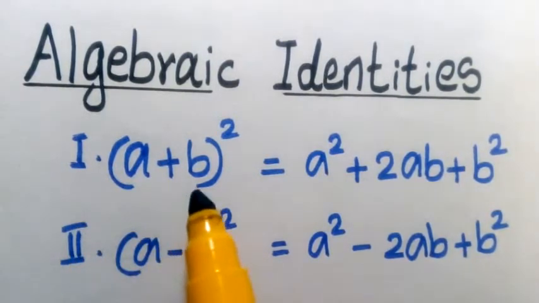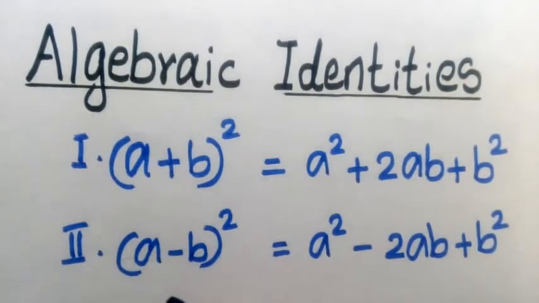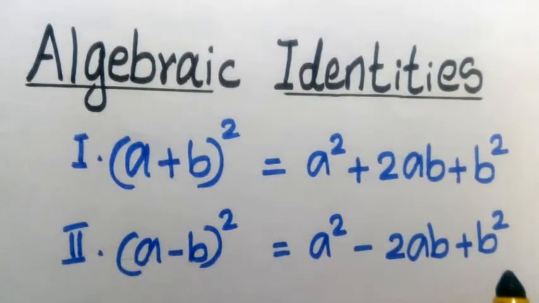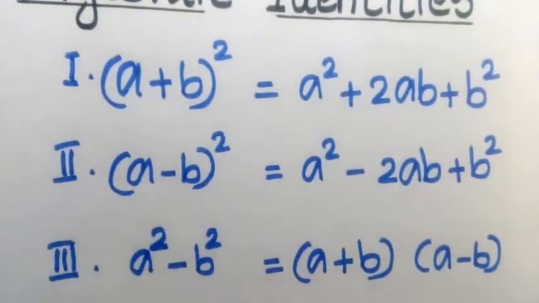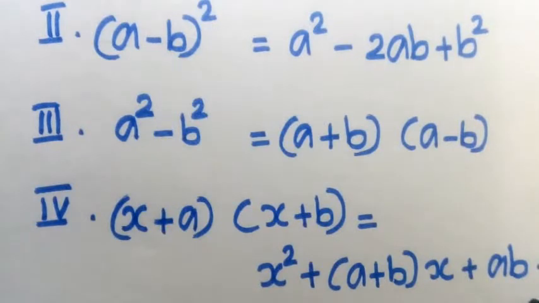Identity 1: (a + b)² = a² + 2ab + b². Identity 2: (a − b)² = a² − 2ab + b². Identity 3: a² − b² = (a + b)(a − b). Identity 4: (x + a)(x + b) = x² + (a + b)x + ab. You must have also used some of these algebraic identities to factorize the algebraic expressions.